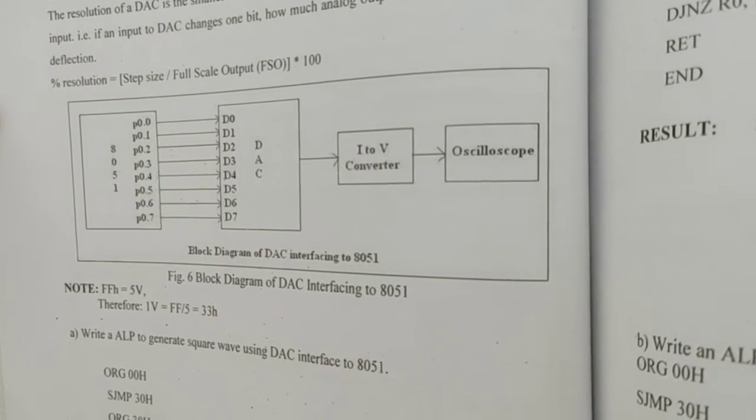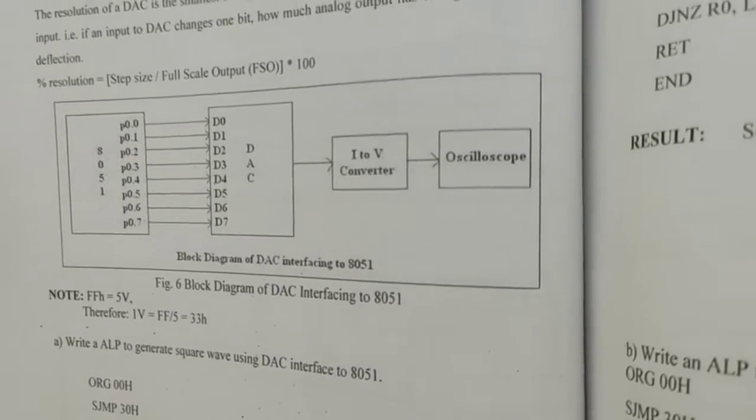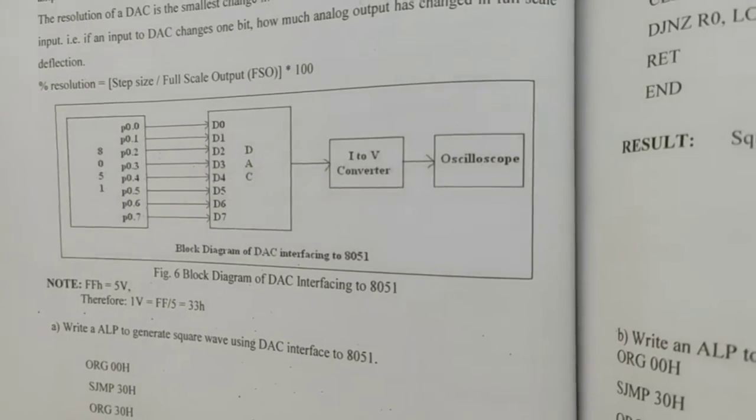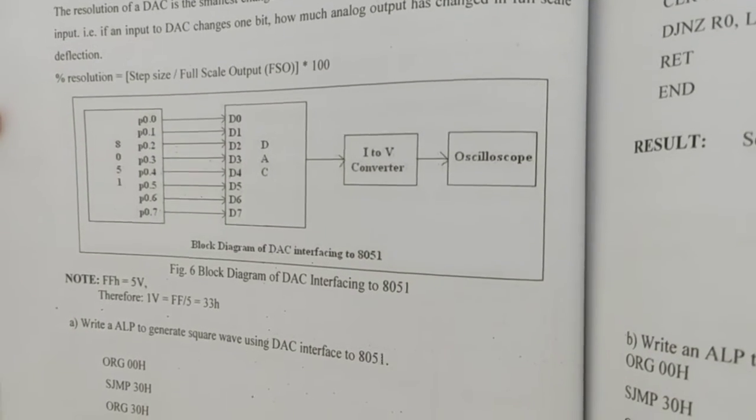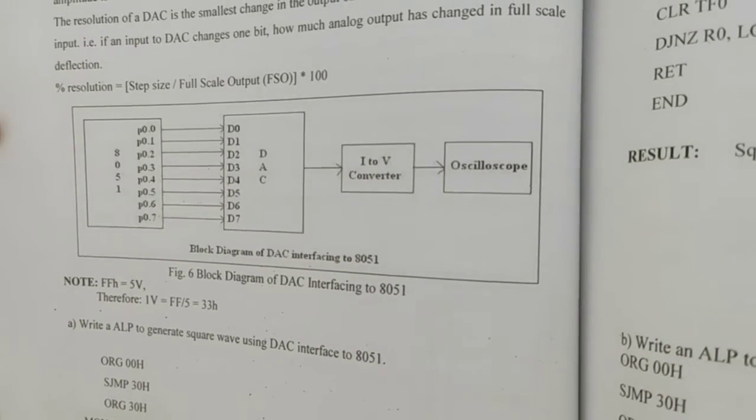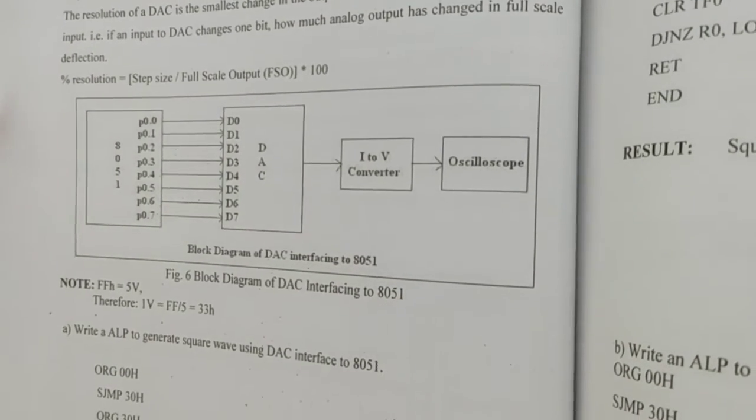Hello everyone. Today I am going to explain an interfacing program, that is, write an ALP to generate a triangular waveform using a DAC interface. The block diagram of the DAC interface is shown here.